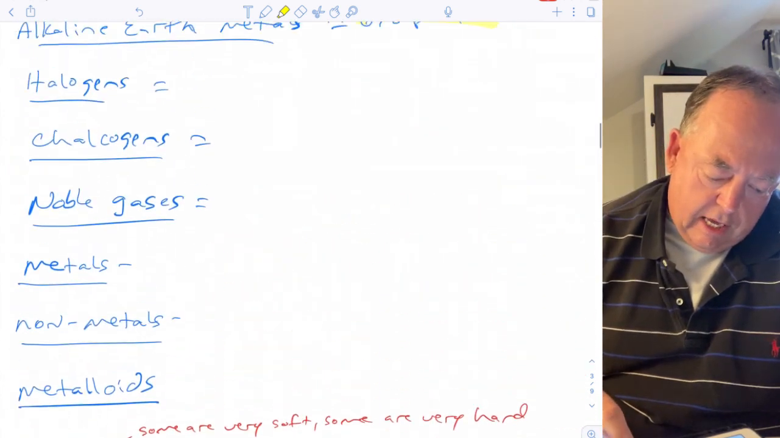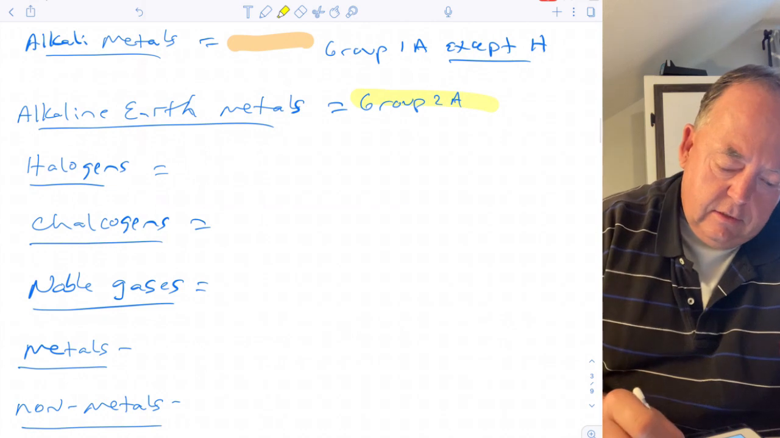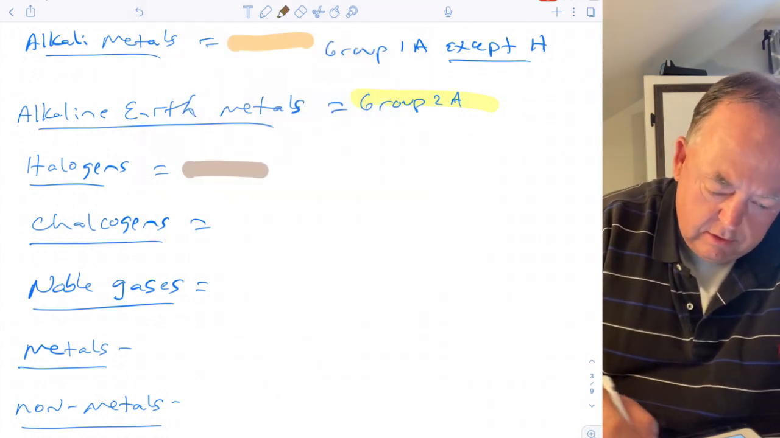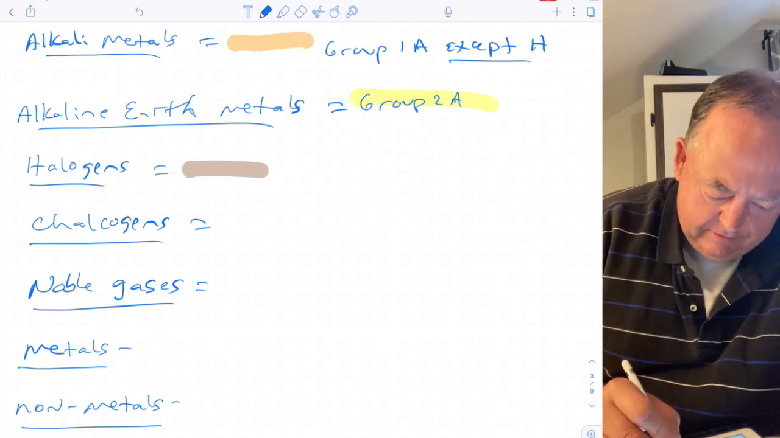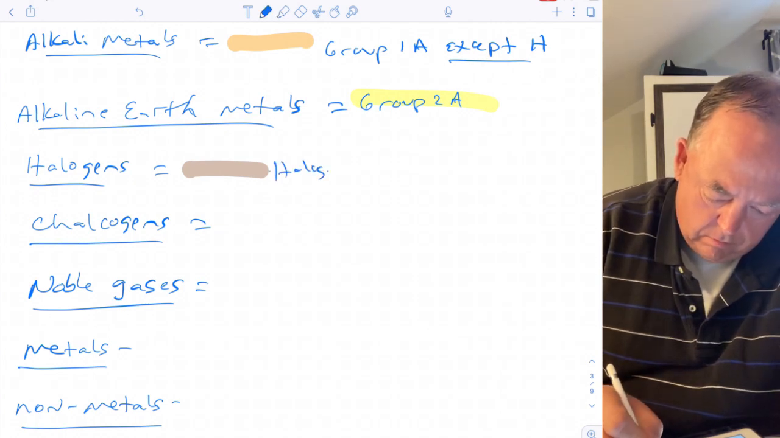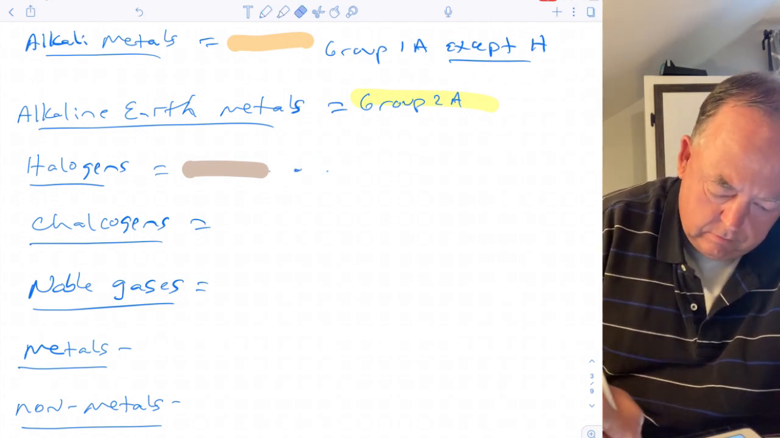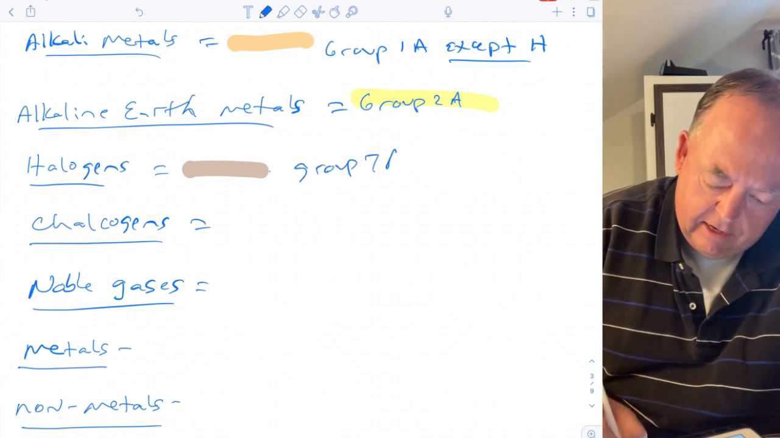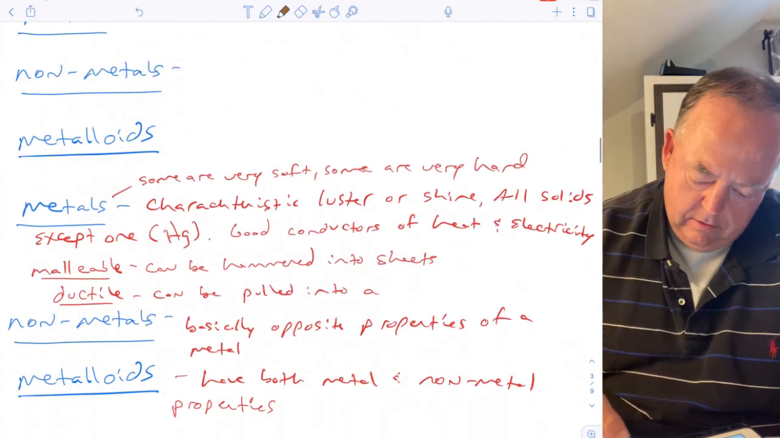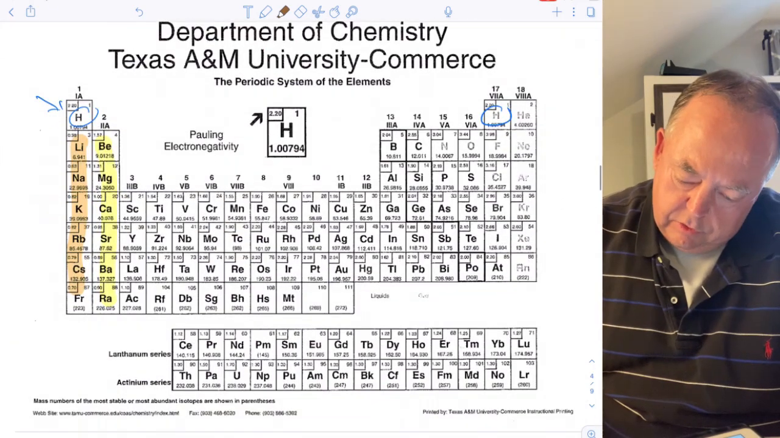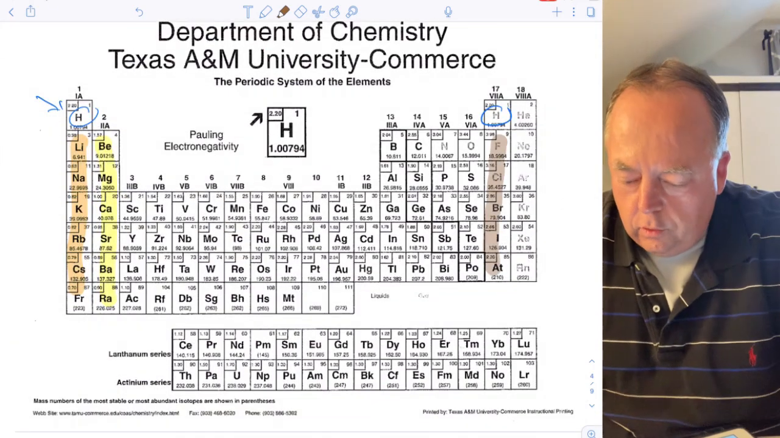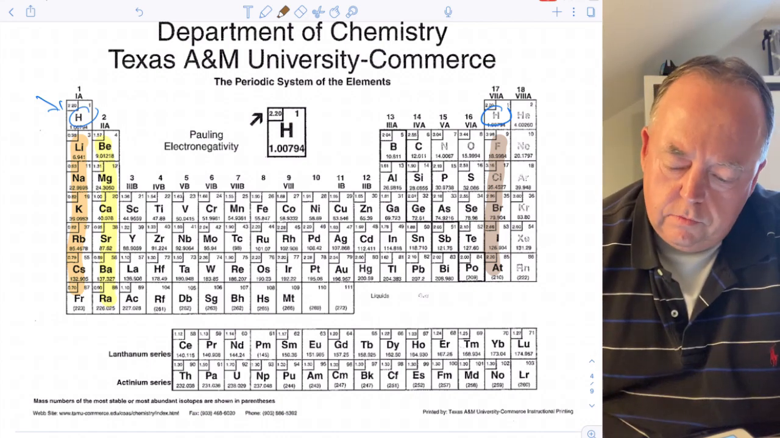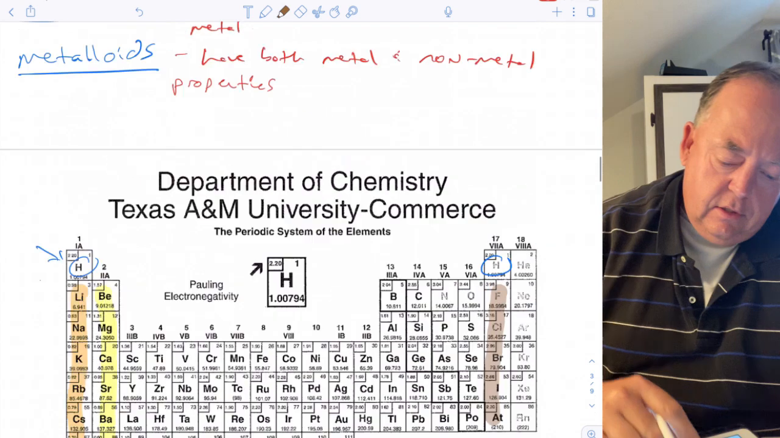Okay, and then we have the halogens. So what color do we want the halogens to be? They can be whatever color that is, brown. So that would be group 7A. So these would be the halogens. So fluorine, chlorine, bromine, iodine. So not hydrogen. Hydrogen, even though it's in group 7A, is not a halogen.